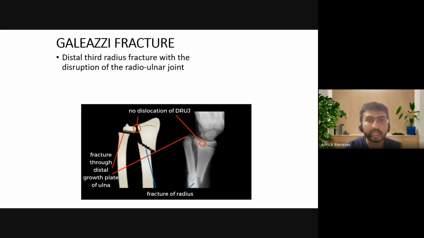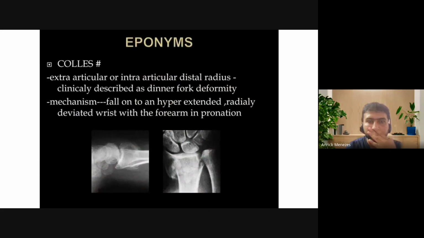Coming to the Galeazzi fracture: a distal third radius fracture with a disruption of your radioulnar joint. This is the image where you can see a fracture to the distal growth plate of the ulna. Next we have your Colles fracture, an extra-articular or intra-articular distal radius fracture, clinically described by a very classic deformity you may have already discussed, the dinner fork deformity. Mechanism: a fall on a hyperextended or radially deviated wrist with forearm pronation.